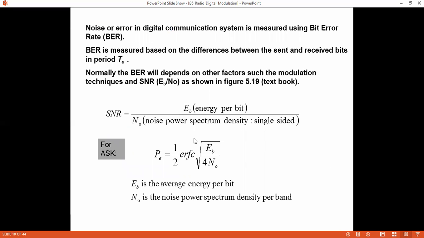And then we will look at the bit error rate. In a digital communication system, bit error rate is a very popular performance metric. So what is bit error rate? Bit error rate is the error bits divided by the total received bits.